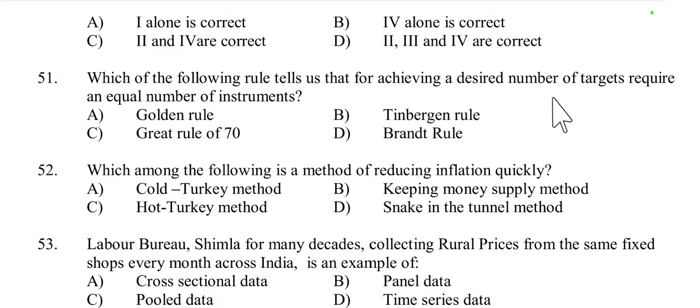Then question number 51, which of the following rules tells us that achieving a desired number of targets requires an equal number of instruments? Golden rule, Tinbergen rule, great rule of 70, or Brandt rule. So the right option is the Tinbergen rule. Named after economist Jan Tinbergen, it states that to effectively achieve multiple policy targets, an equal number of policy instruments must be used. So it is called the Tinbergen rule.